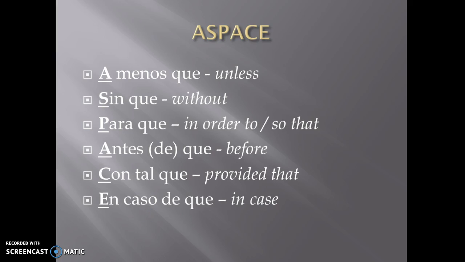Las conjunciones que ustedes tienen que memorizar son a menos que, significa unless, sin que, significa without, para que, in order to or so that, antes de que or antes que, because when you have the que there you can actually decide to keep the word de or eliminate it, which means before, con tal que, which means provided that, and en caso de que, which means in case. As I mentioned previously, we use the mnemonic device ASPACE to help us remember these conjunctions.